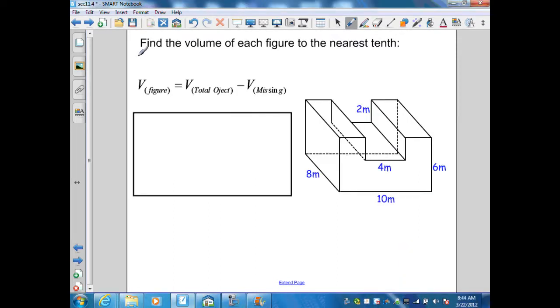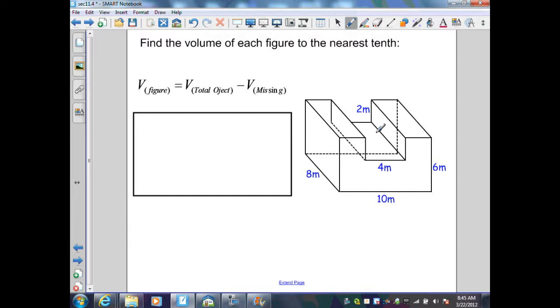For this example, they want me to find the volume of each figure to the nearest tenth. Notice I have a rectangular prism with a base of 8 by 10 and a height of 6. But in that prism, I have another prism that has been cut out of it. And the base of that rectangular prism being cut out is 4 by 8 and a height of 2.